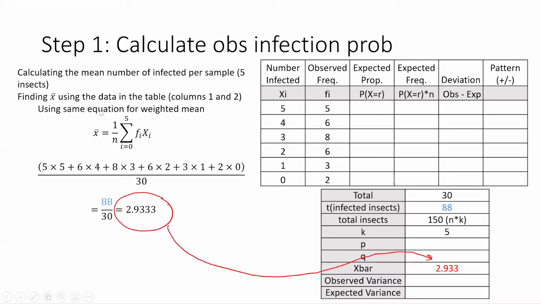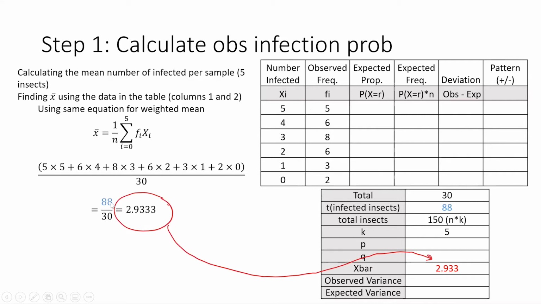We use the equation for the weighted mean. So our mean is equal to this sum of xi fi from 0 to 5, so 0 infected insects to 5 infected insects. So we're essentially doing that sum product, remember? We're doing this times this, plus this times this, plus this times this, and so on. That's the sum product function that I was showing you last week. And that's here. We then divide that by our total sample size.